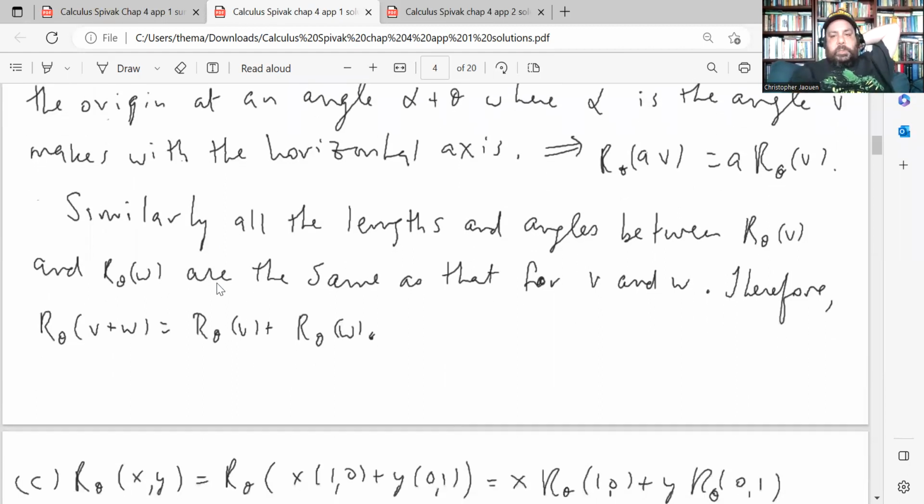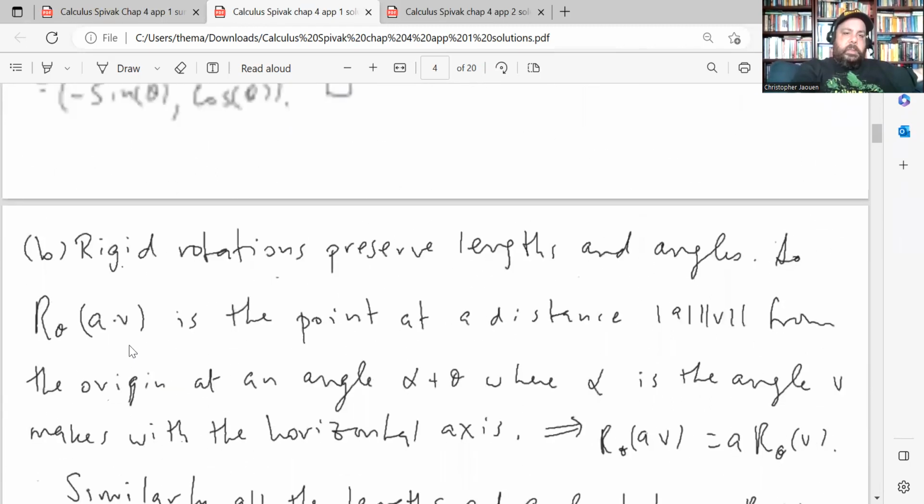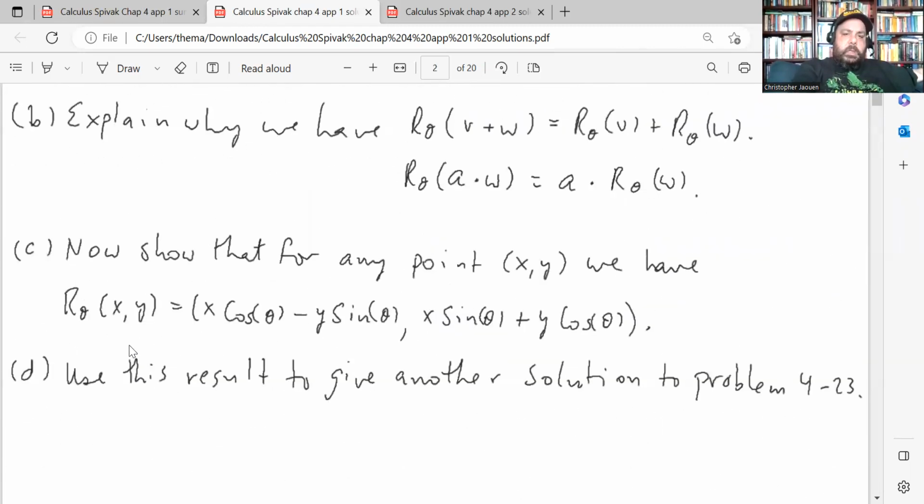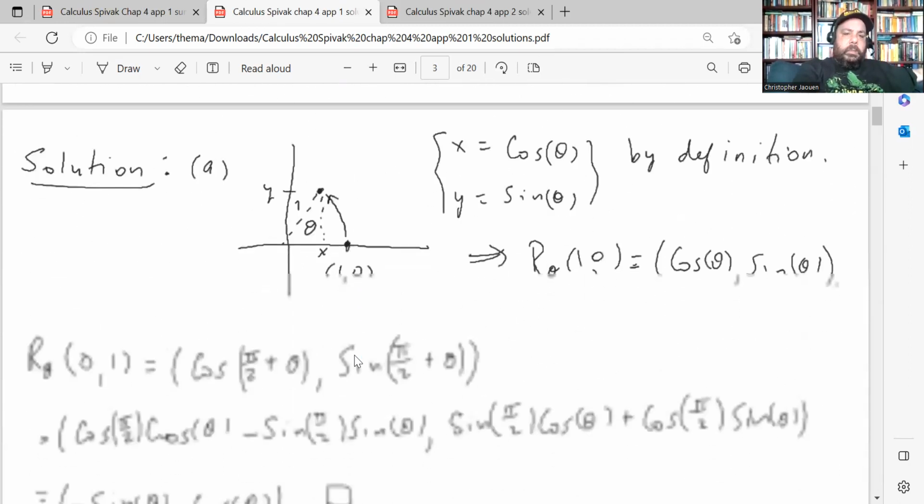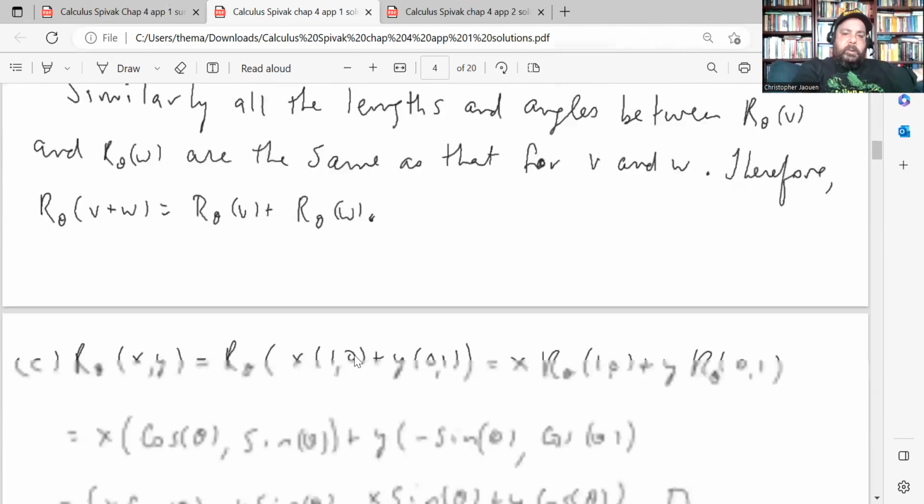Similarly, all lengths and angles between r theta v and r theta w, like I said a second ago, are the same as those for v and w, right? The relative angles between the vectors are not changed by a rigid rotation, and neither are the lengths. So it should be clear then that when you take the rotation of the sum of the two vectors, that's the same as the sum of the rotated vectors. All right, so that's part B. Part C, show that for any point x, y, we have this formula here to get the transformed coordinates. All right, so going down, we're just going to use linearity to do this.